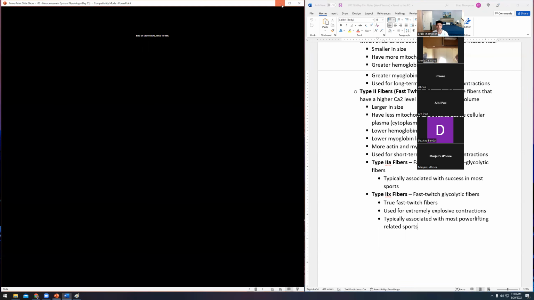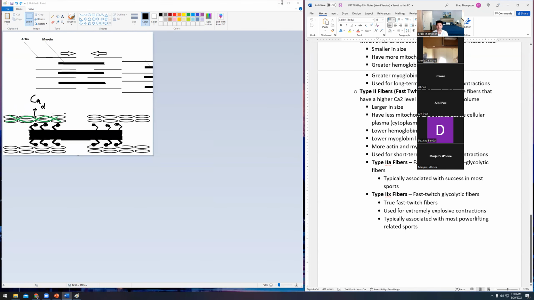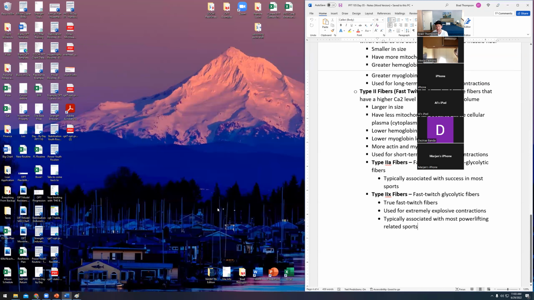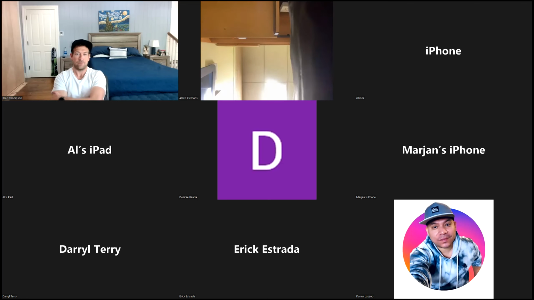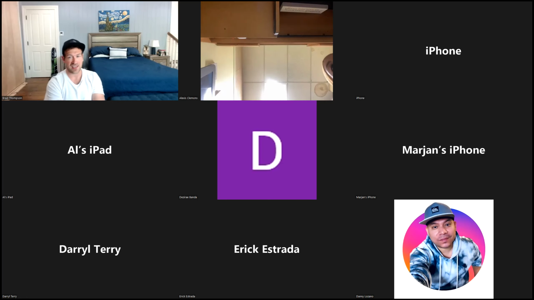So a lot of anatomy today, a lot of terminology today, but hopefully you got a pretty good understanding of how our muscles are working on a zoomed in level. Any final questions before I let you guys out of here?